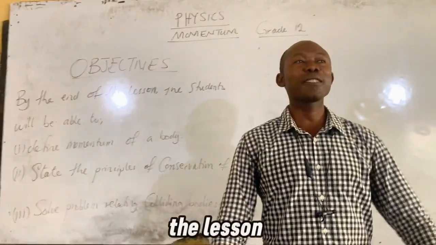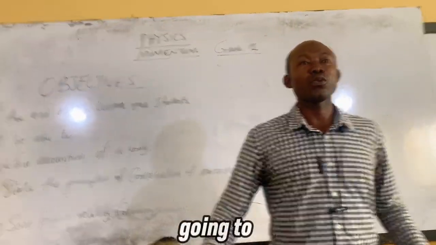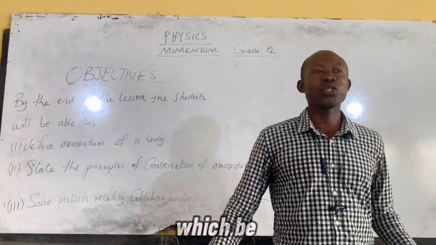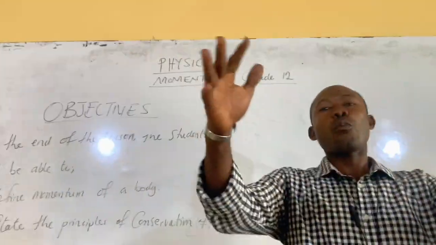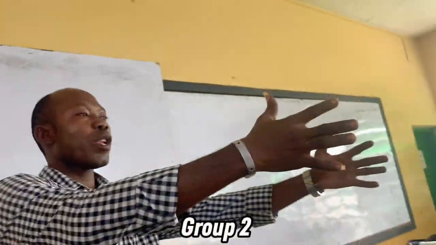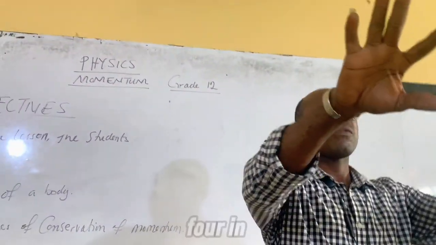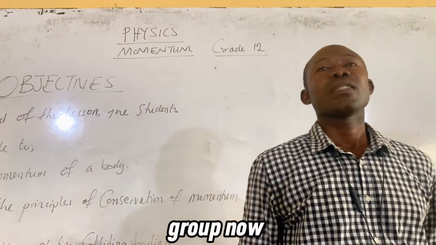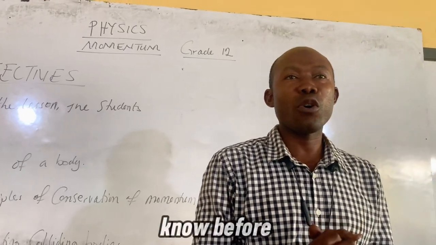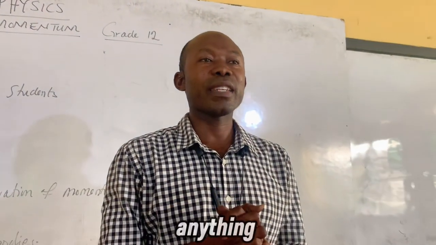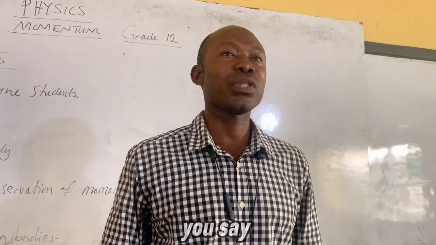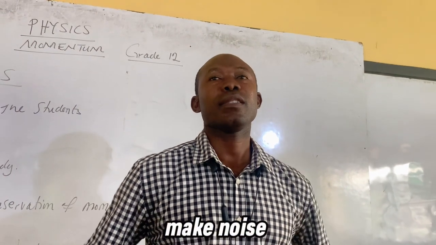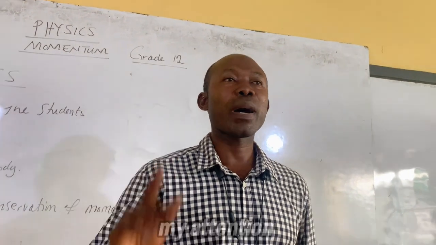Before the start of the lesson, we are going to make rules and regulations which are consistent with the school rules. So group 1 here, group 2 there, group 3 and group 4, four in each group. Rule 1: before you say anything, put up your hand. I'll call you, say your mind. If you want to answer a question, you do that. If you want to go out, you do that. You don't make noise. And if you have any concern, you draw my attention by raising up your hand.